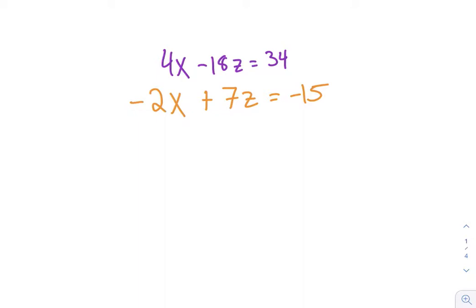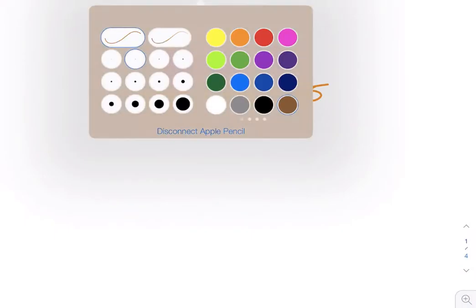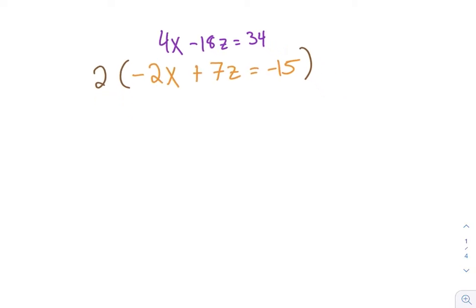Now, looking at this, I think it'd be a lot easier to solve for or eliminate x than it would be to eliminate z, just because we have a 4x on top and a negative 2x on the bottom. What I really have to do here is just multiply the bottom equation by a positive 2, and then that will give me opposites of each other.